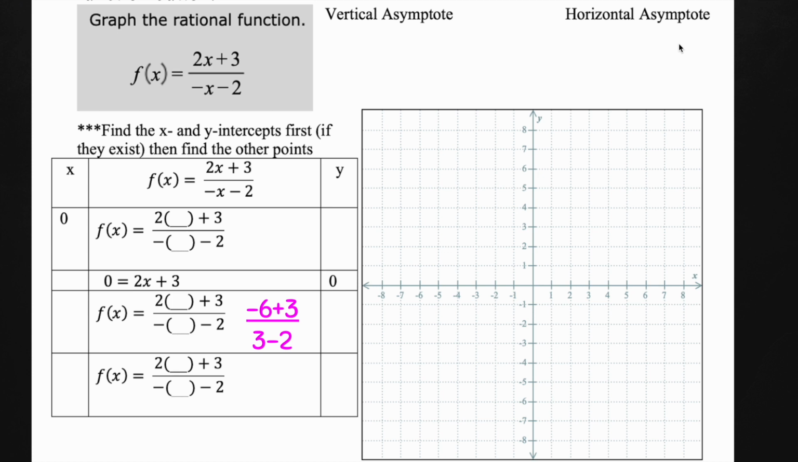Before we do that, let's find the vertical and the horizontal asymptote. For the vertical asymptote, we're going to take that denominator, negative x minus 2, set it equal to 0, and solve. I'm going to add 2 to both sides, because I want to get x by itself.